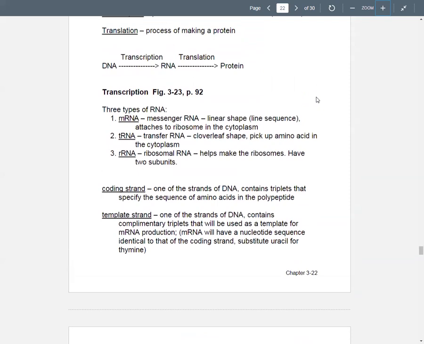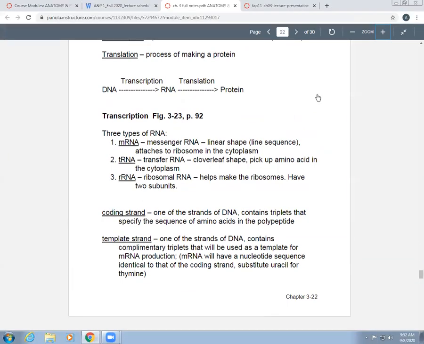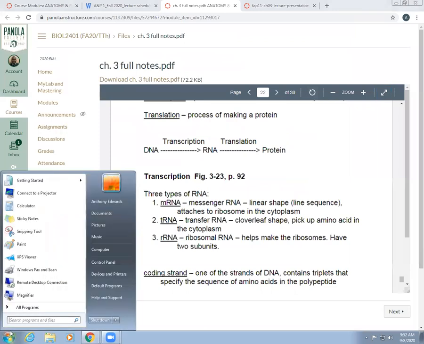All right, so let's see. Just want to quickly make sure you understand the difference. Let's see if I can pull up an example.